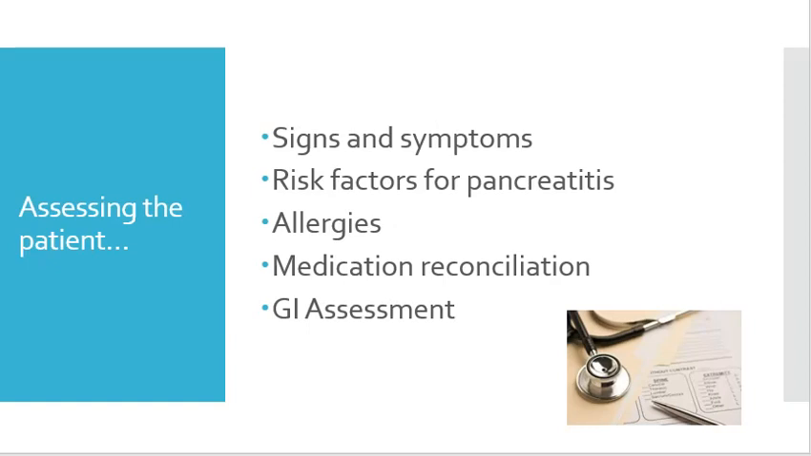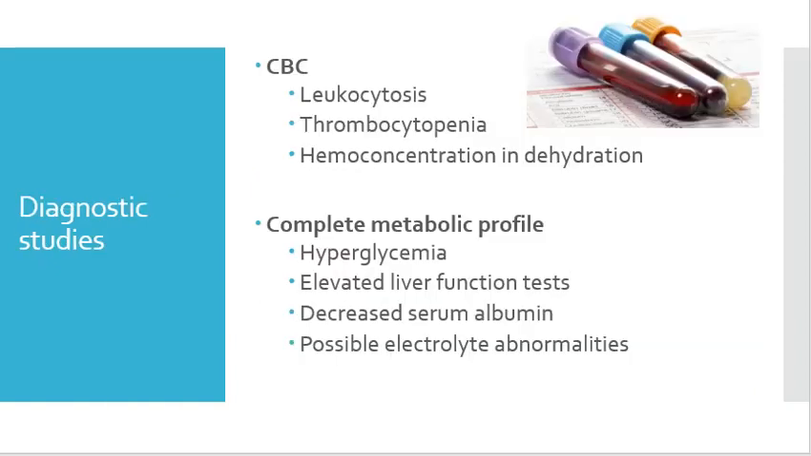Some of the key diagnostic studies include a CBC, which will show an increased white blood cell count, possible thrombocytopenia, and hemoconcentration if the patient's dehydrated. You'd really like a complete metabolic profile. Sometimes they'll have high blood sugar levels, and again, it's because they're just not able to produce enough insulin. They might have elevated LFTs, decreased serum albumin, and possible electrolyte abnormalities if they're dehydrated or they've had a lot of vomiting.